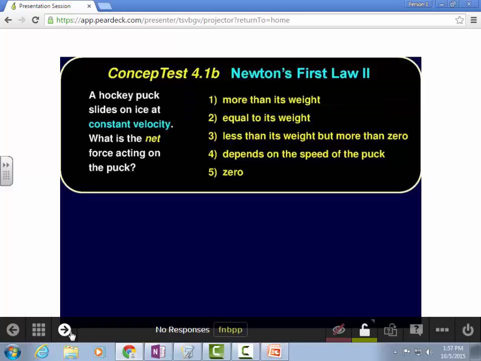A hockey puck slides on ice at a constant velocity. What is the net force acting on the puck?